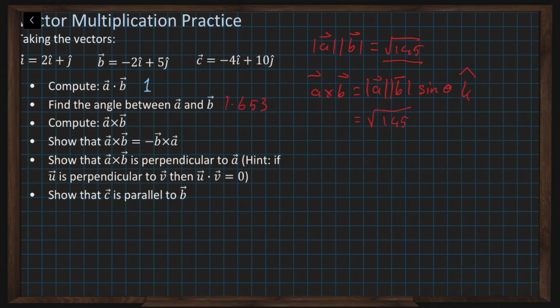And we've already got our angle, so we just take sine of 1.653 and then k hat. And when we plug these values into a calculator, we get that a cross b is equal to 12 k hat. Okay, so we write that here, just so we remember that for later.